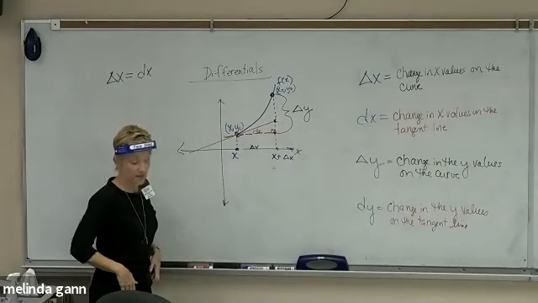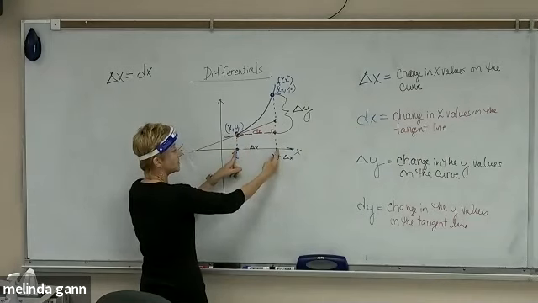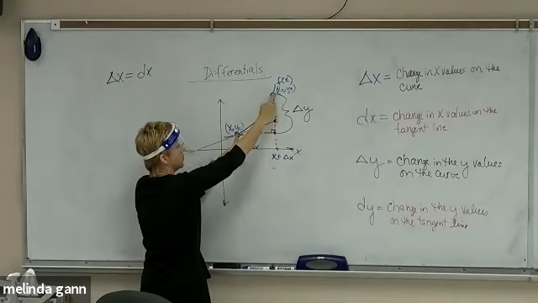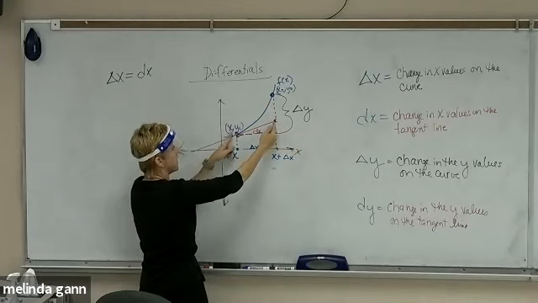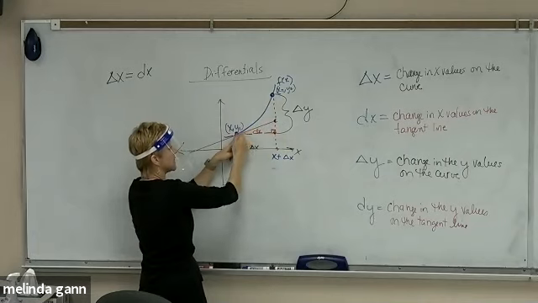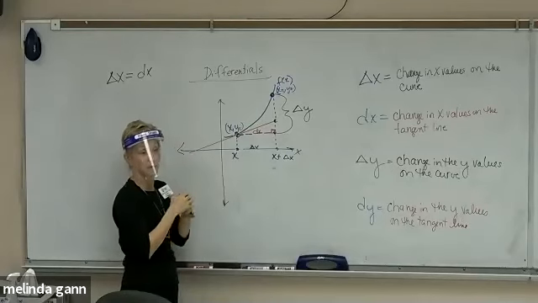All right, so let's review for a second, then we're going to put it in there. Does everybody understand that delta y is going to be the change in the y values on the actual blue curve? So that's x sub 2 minus x sub 1. Then dx is going to be the change in the x values on this red tangent line, which again is going to be x sub 2 minus x sub 1. So delta x and dx are exactly the same number.